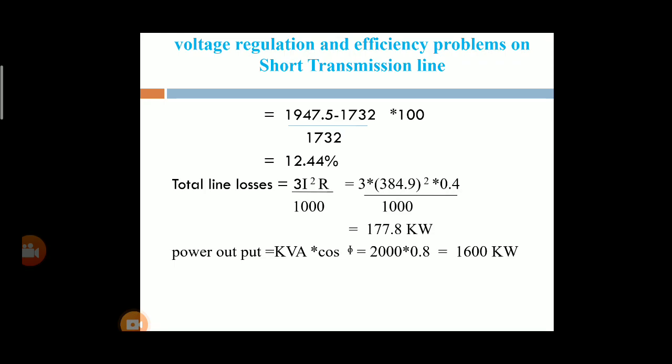Next, coming to the power output. What is the formula for power output? The formula for the power output is kVA into cos phi. What is the value of kVA? In the given data, the kVA is 2000, into cos phi, which is 0.8. So 2000 into 0.8 is 1600 kilowatts.